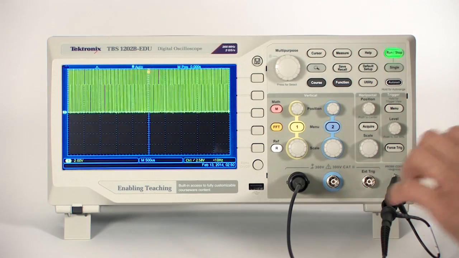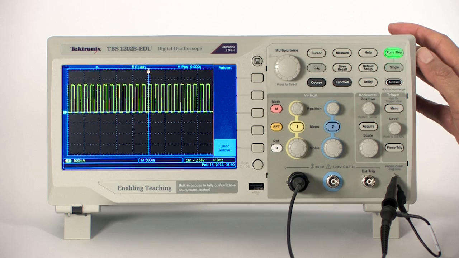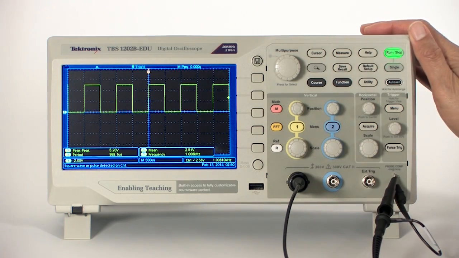To get a stable waveform, I'll use the AutoSet function, which also performs a series of automatic measurements as soon as it finishes analyzing the waveform. We'll talk more about automatic measurements later.